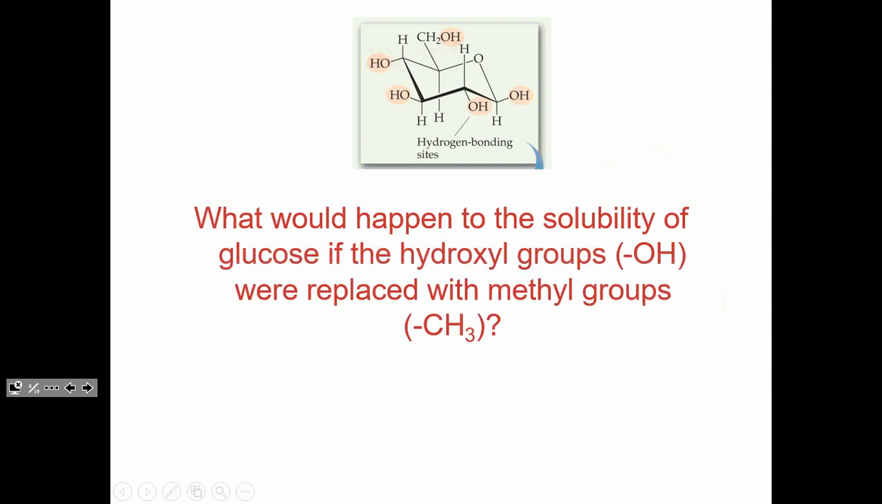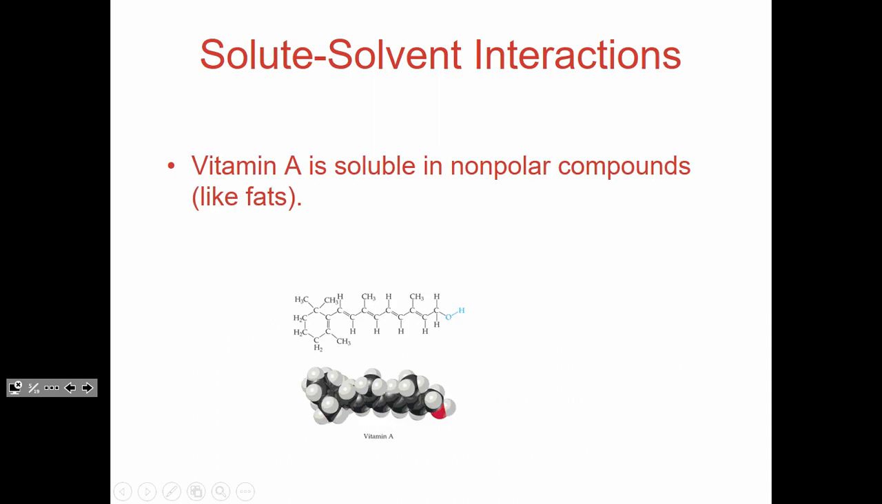So what would happen to the solubility of glucose if we got rid of those OHs and replaced them with methyl groups? Well, now we're going to have a bunch of C's and H's for the most part, and we would expect it to get significantly lower in solubility. And that's because we're adding a bunch of nonpolar parts, more hydrocarbons, to our molecule, and we're going to lose all those OHs, which would cause hydrogen bonding to water molecules. So we'd expect it to decrease significantly.